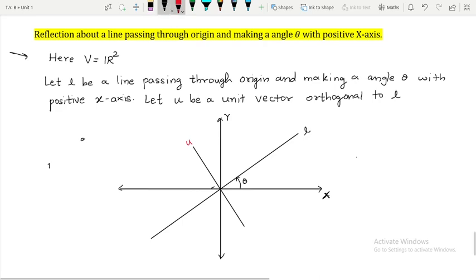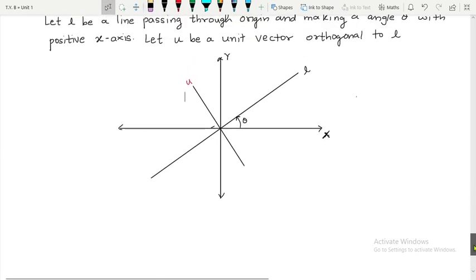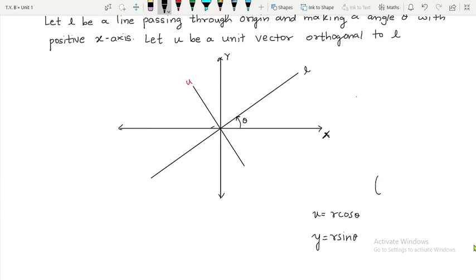Before going ahead, we should understand the polar coordinates. What are polar coordinates in R2? You know that any point in R2 can be represented as x is equal to r cos theta, the x coordinate, and y is equal to r sin theta. So our polar coordinates are r cos theta comma r sin theta, where r is the modulus, and theta is the angle made with the positive x-axis.